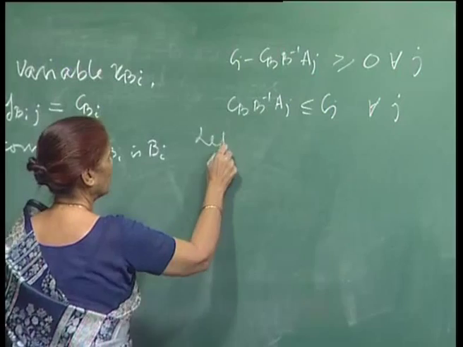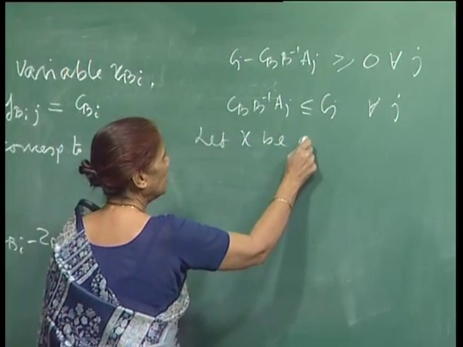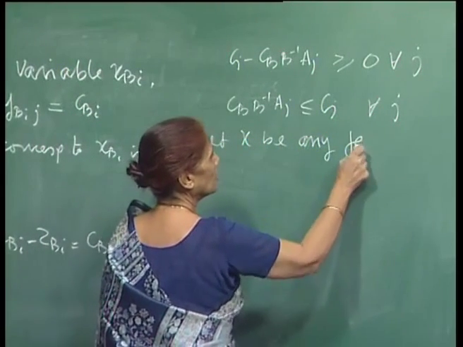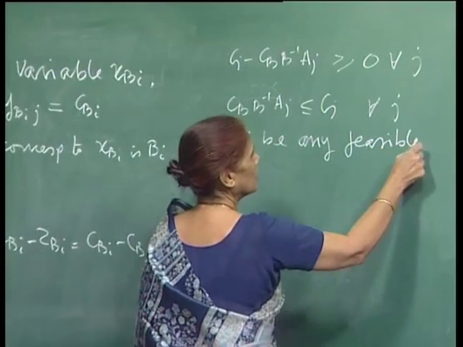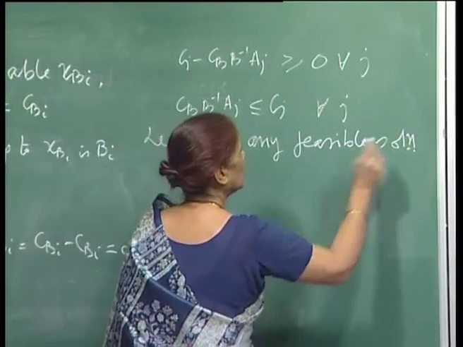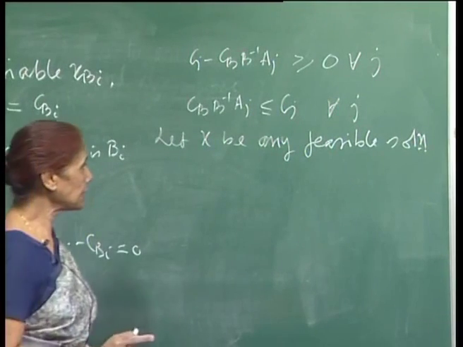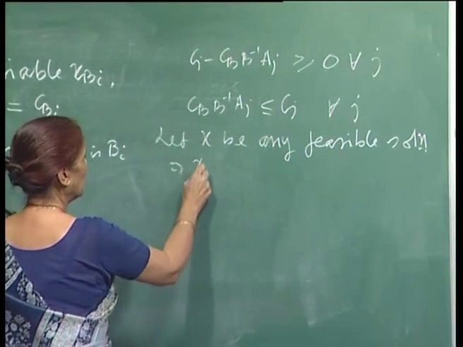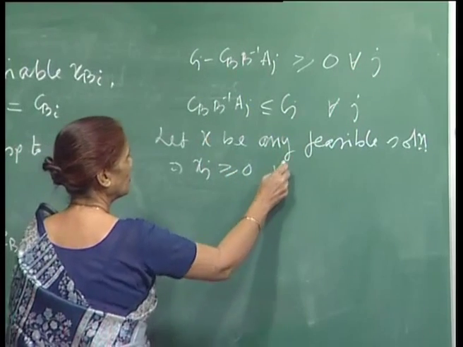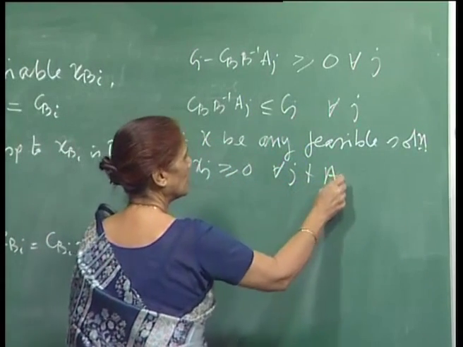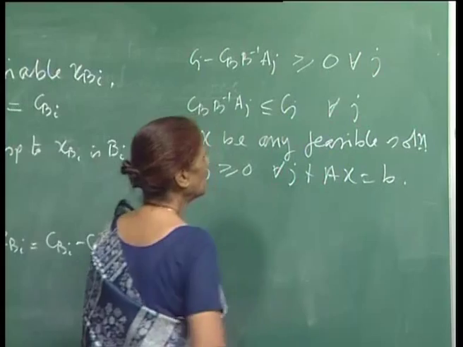Let x be any feasible solution. So that means all its components are non-negative, which implies that xj is greater than or equal to 0 for all j, and Ax is equal to b.